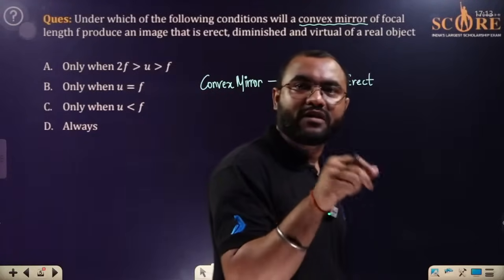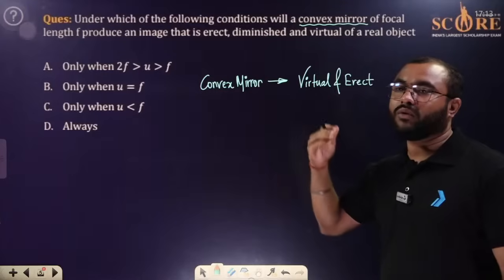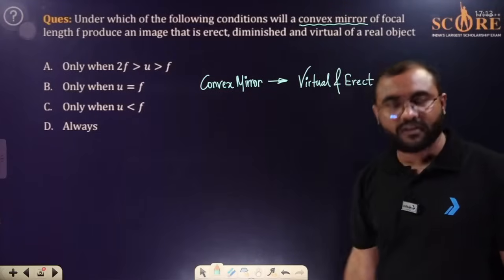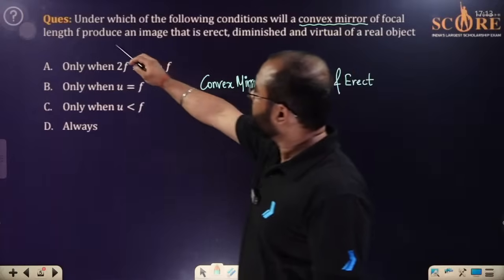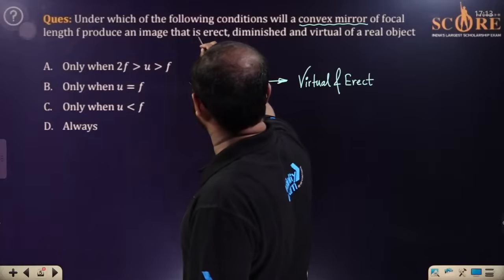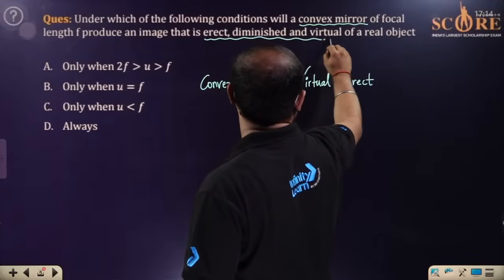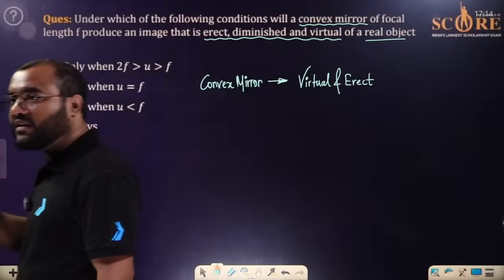It is not a concave mirror, it is a convex mirror. Getting my point? It is a convex mirror. It doesn't matter where you put the object, it will always create a virtual, erect and diminished image. What is it asking? It is asking, for the focal length f, which produces an image that is erect, diminished and virtual of the real object. Okay, so we have to find out what is the difference.